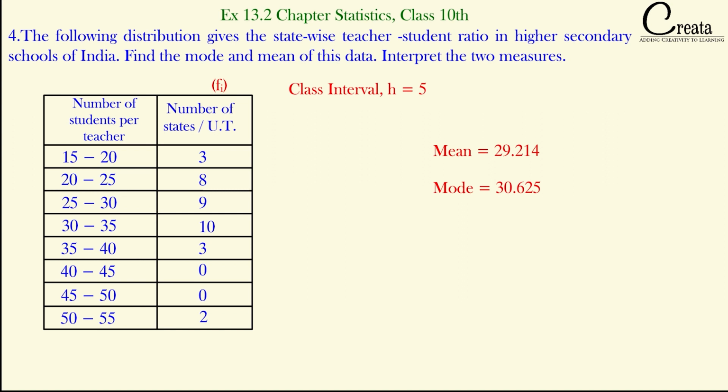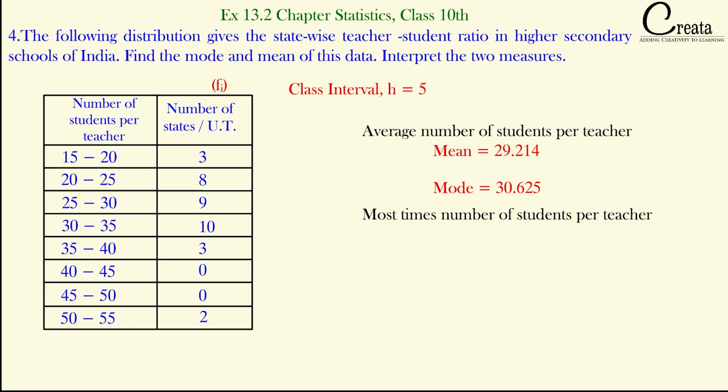So we got the mean as 29.214 and the mode as 30.6. Mean is the average and mode is the number which is repeating maximum time. It means that on an average we are having 29 students per teacher. This is the mean, this is the average. And mode, the maximum time our number is repeating. Most of the time we are having 30 students per teacher. One teacher is handling 30 students most of the time. And on average, one teacher is handling 29 students. This is the interpretation of the mean and the mode.